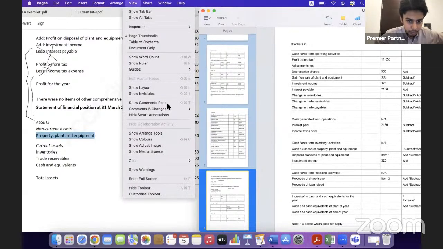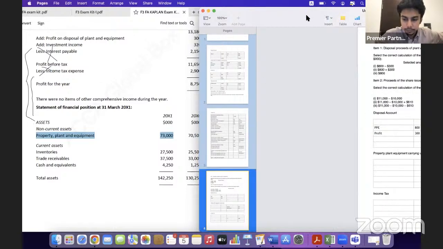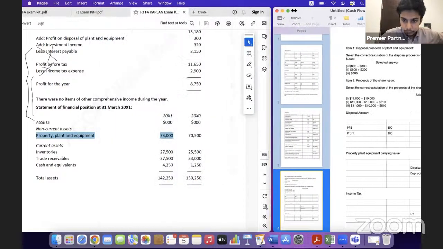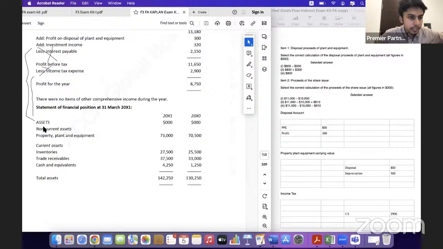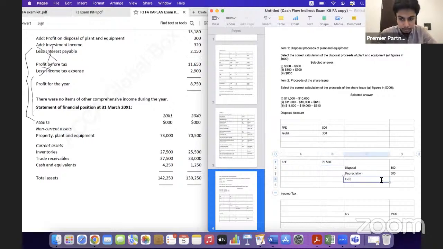So I'll go for a one-page view now. Right. So guys, over here, property, plant and equipment, this is 2000, this is 2001. Okay, 2000 and 2001. So 2000 guys will become brought forward, 2001 will become carried down. So PPE is what? Asset. So therefore guys, let's start marking properly without a mistake. Brought forward guys over here, 70,500. Carried down guys over here, 73,000.